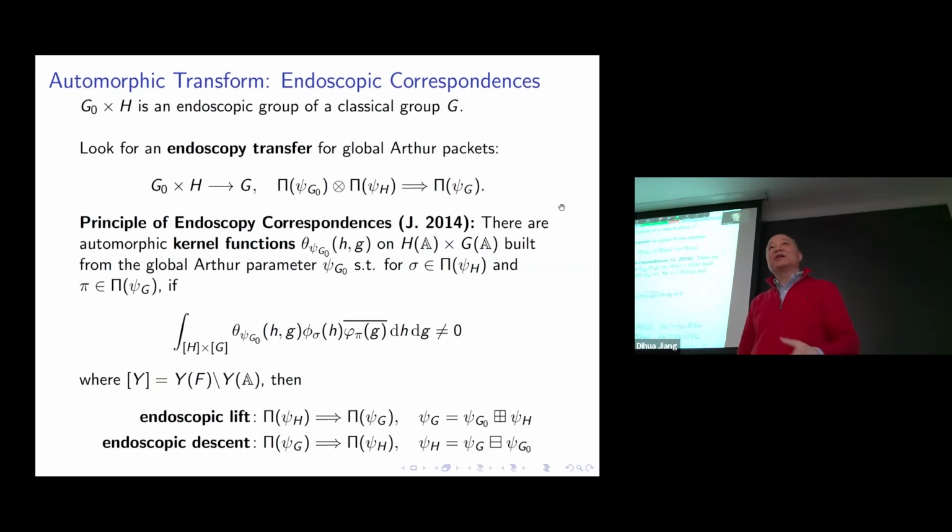The endoscopic correspondence actually is an integral transform. Is there a conjecture on how to construct the kernel function? Yeah, I write down the kernel explicitly. The only thing is, if the integral is non-vanishing, you want to show that this is a cusp form. You put in the integral non-vanishing, and then the key point is you want to see the parameters match.